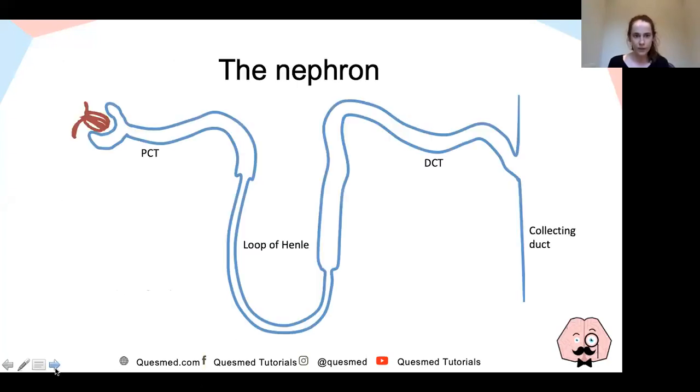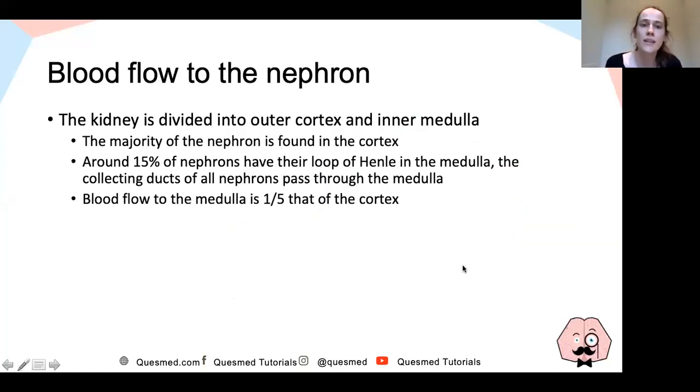Okay. So here's a wonderful nephron that I've drawn earlier. Again, we've got our glomerulus, Bowman's capsule, our proximal convoluted tubule here, our loop of Henle, the distal convoluted tubule, and the collecting ducts. This is stretched out slightly because of the shape of these slides. The loop of Henle would actually be much longer, and these two bits would probably be closer together, but just for illustration purposes, this is how it looks. So the blood flow to the nephron: the kidney is divided into an outer cortex and an inner medulla.